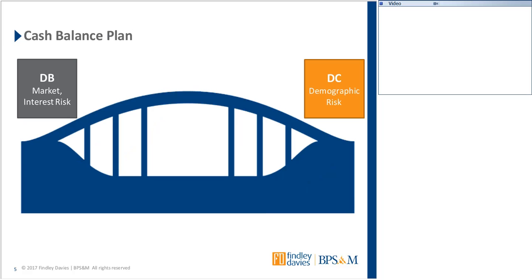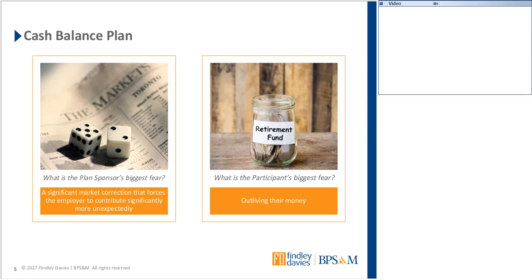Back in the 80s and really more the 90s, cash balance plans came into play that were meant to be a hybrid plan to try to bring the two islands together over this bridge. The way they distributed those risks was that the DB plan would keep the market risk and the interest rate risk. So the plan sponsor is still subject to the market fluctuations, and the participant is subject to the demographic risk, meaning that the cash balance plan generally pays out an account balance when the participant terminates or retires from the company, and then they manage that pool beyond that point.